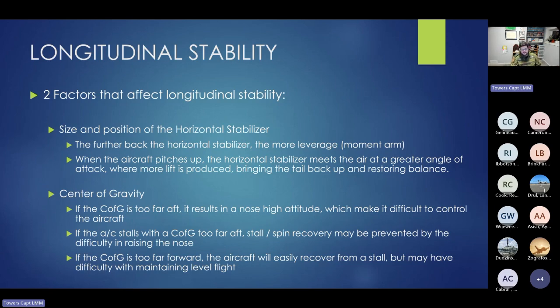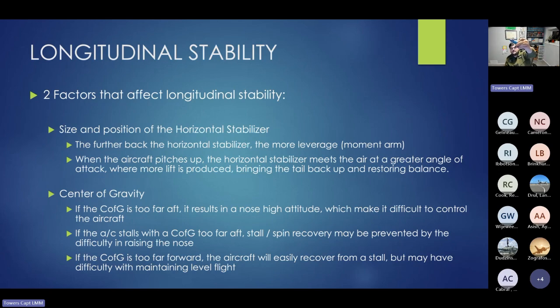So basically, when it comes to the CG, if we've got our weight too far back, we're going to be nose high all the time, and that's going to make it difficult to control the aircraft. Now, if you stall the aircraft at this point, we'll talk about it later tonight, but for recovery from a stall, you need to let the nose drop and regain airflow over your flight surfaces. But if your CG is too far aft, you're going to be stuck like this, and that could put you into a flat spin or just a flat stall and boom, crash, right? So you always want to have your center of gravity within the right limits for your aircraft.